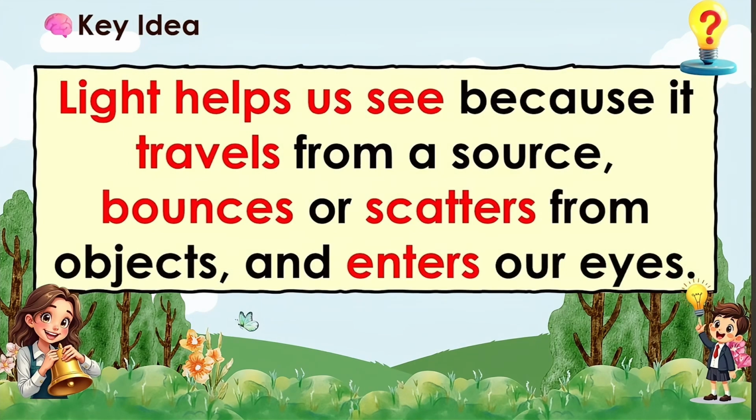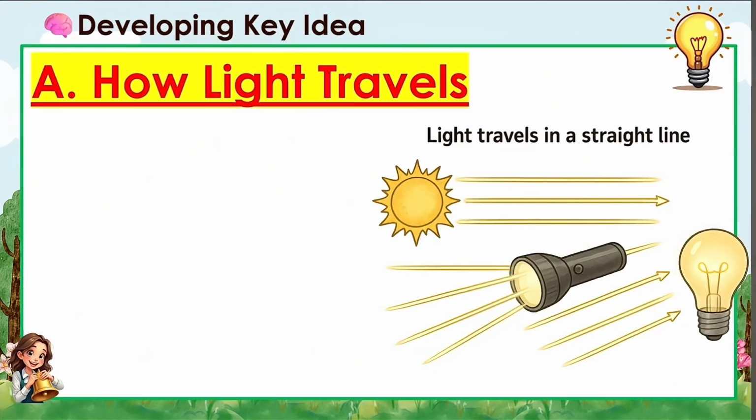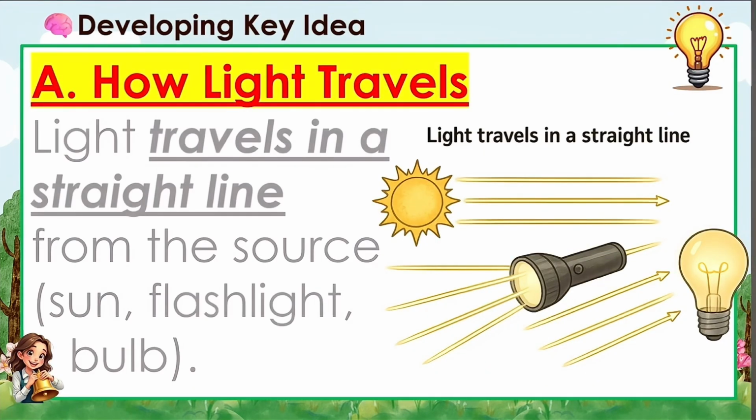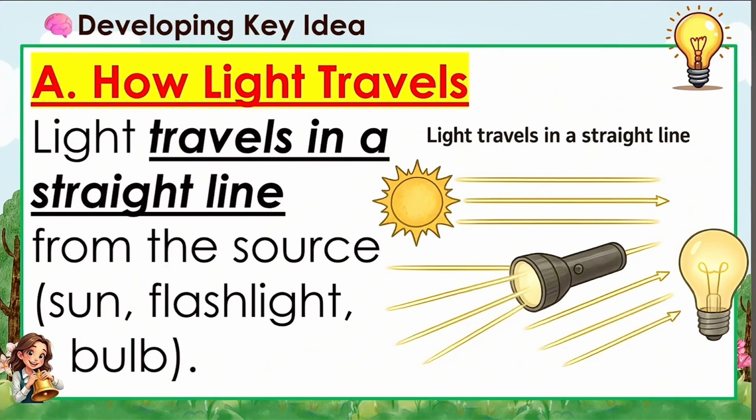Key idea. So light helps us see because it travels from a source, bounces or scatters from objects, and enters our eyes. Developing key idea, how light travels. So light travels in a straight line from the source. It could be from artificial and natural sources like the sun, flashlight, or a bulb.